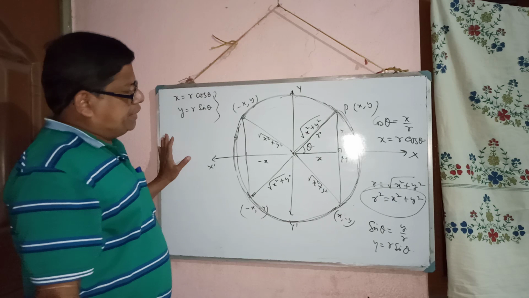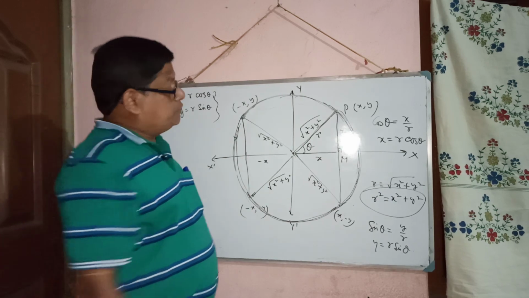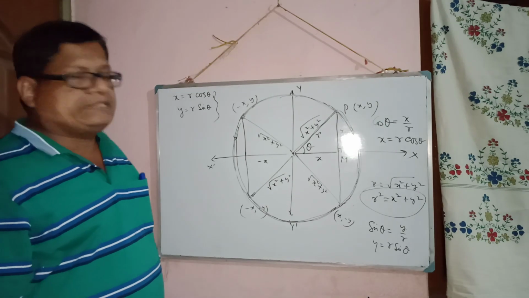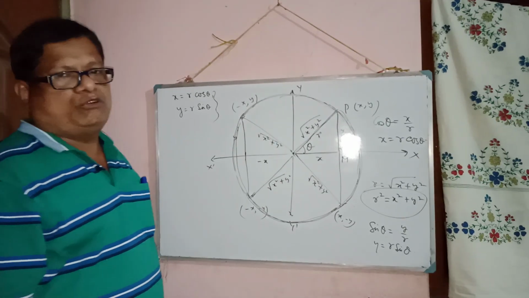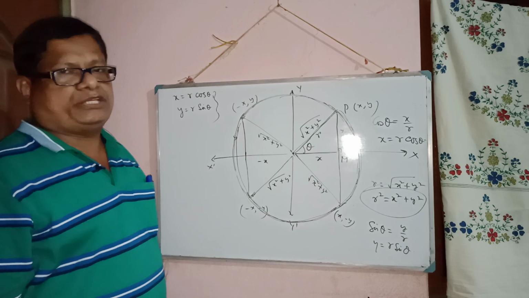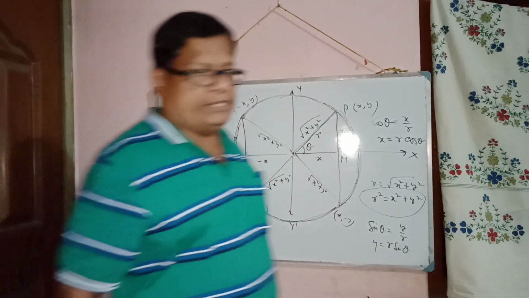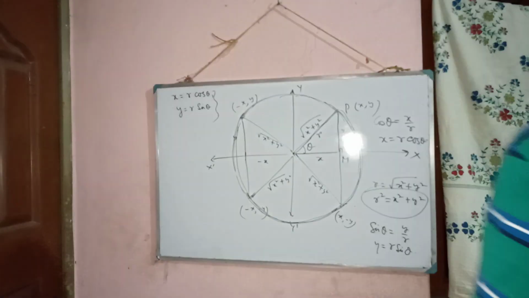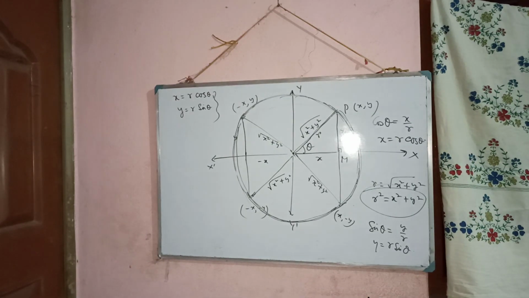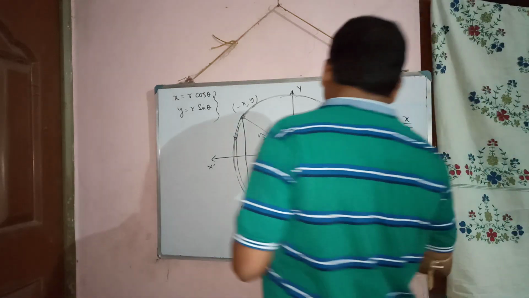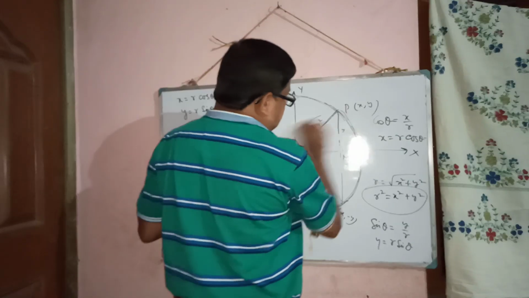Now we are getting here, if the center is 0 0 and the radius is r, then the equation of a circle will be x square plus y square equal to r square. Okay, note it down, hurry up, note it down.